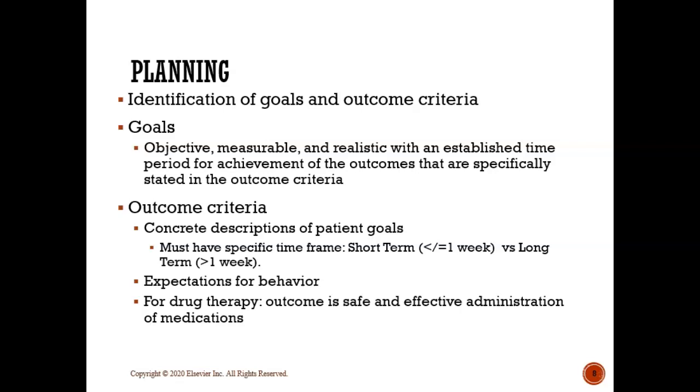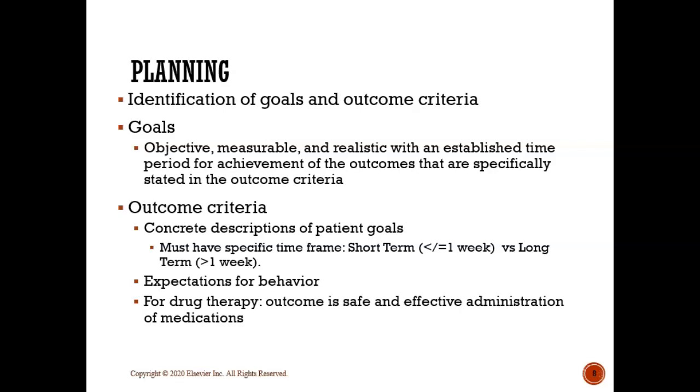Because if I have a patient whose blood pressure is 200 and then my goal is saying by the end of my shift, my patient's blood pressure is less than 110, guess what? That's not very realistic and that's not safe. So remember, it needs to be objective, measurable, and realistic. And you have to have a specific time frame, right? So what's your outcome criteria?